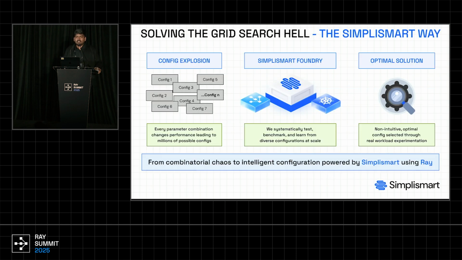That is what we're doing at Simplismart. We're trying to solve this grid search hell from combinatorial explosion to building a proper AI foundry using these combinations and eventually getting to a non-intuitive solution. Because generally what we've seen is when we're working with inference stacks, we're generally going through the most walked path and we're not exploring the possible combinations that are available for the optimal solution of your particular use case, right?